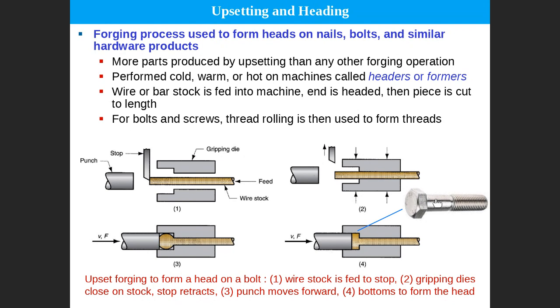So the head is created. The first step actually is that the wire stock is fed to a stop. This is a wire, a wire like this one. It moves until it stops. It stops here. This is the stop location. This is the first step.